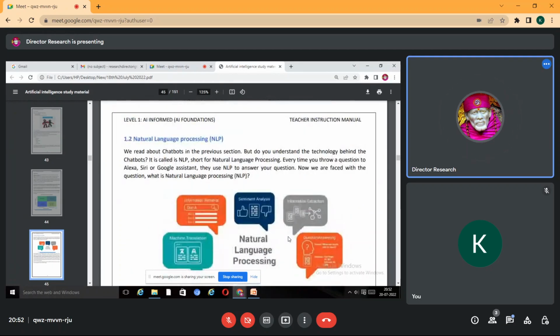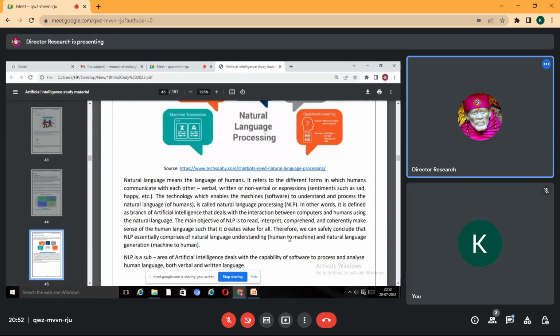Natural language processing. Understand the technology behind the chatbot. It is called NLP, natural language processing. Every time you ask a question to Alexa, Siri, or Google Assistant, they use natural language processing to answer your question. Now, what is natural language processing?